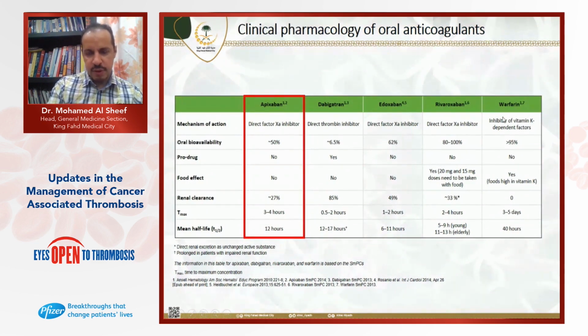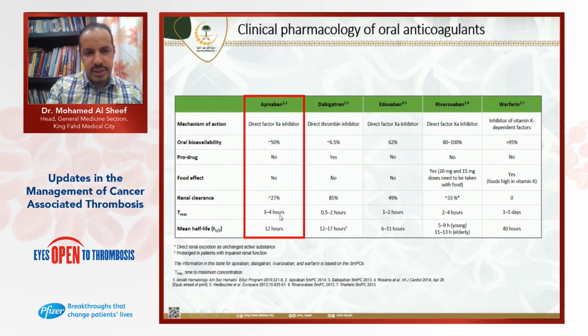So let's compare apixaban with warfarin. Apixaban is a direct factor 10A inhibitor; the mechanism of action of warfarin is inhibition of vitamin K dependent clotting factors like 2, 7, 9, 10. Oral bioavailability is 50% for apixaban, warfarin 95%. It is not affected by food, but warfarin is affected by food rich in vitamin K, a very significant interaction. Apixaban is the least renally excreted compared to other DOACs: dabigatran is 85% renally excreted, edoxaban about 50%, and rivaroxaban 33%. Warfarin is not renally excreted, which is why it is used in patients with end-stage renal disease or severe renal insufficiency.